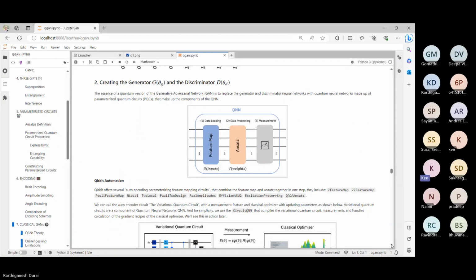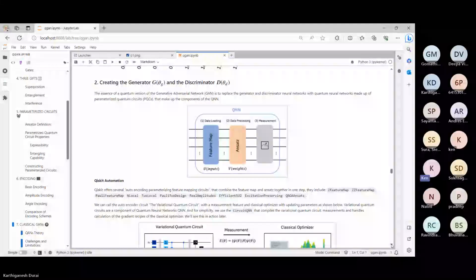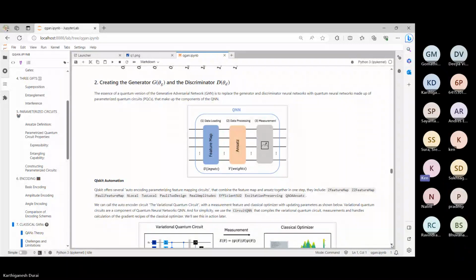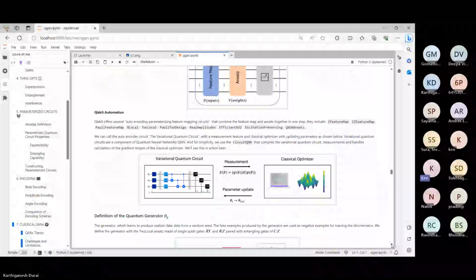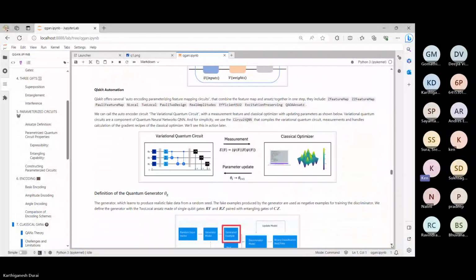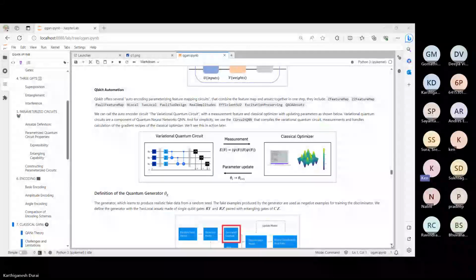Once we have this auto-encoded, parameterized feature map and ansatz circuit, we'll just call it our variational quantum circuit. If you could pull up that image right there, KG, to center it: variational quantum circuit. So this is the process: we have our variational quantum circuit now. We're going to take a measurement, feed that to our classical optimizer, and update the parameters on our quantum system. So that's the loop of optimization we'll follow.